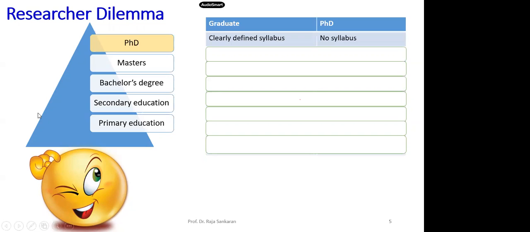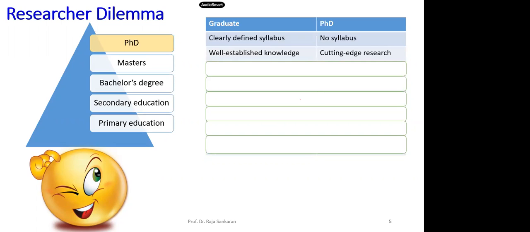First, if I talk about a graduate, undergraduate or postgraduate, we all have a clearly defined syllabus. Whereas in a PhD, there is no syllabus. The approach is totally different with respect to how the examination is held and what kind of coursework is done, though we do have some term papers as part of the PhD.